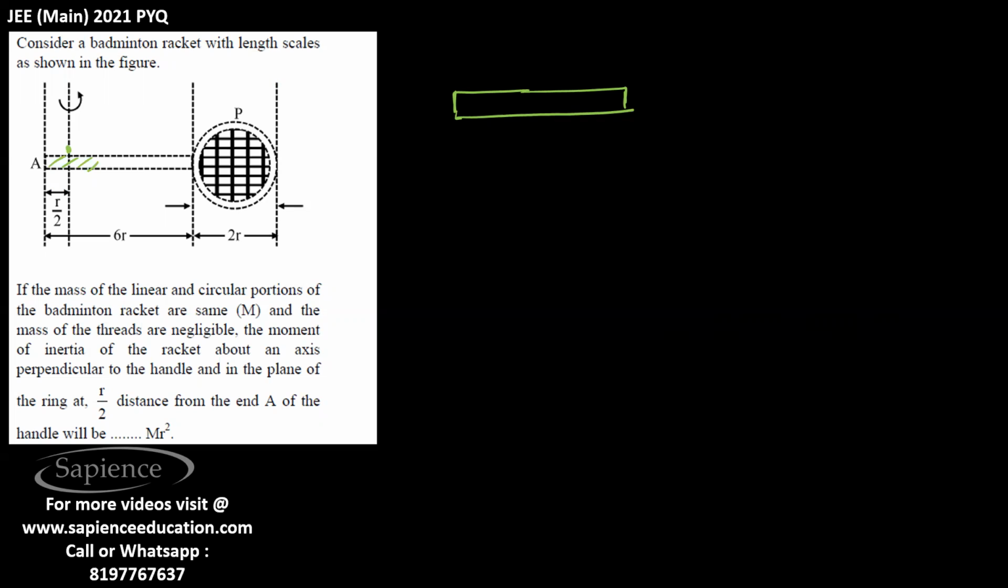First of all, we have to understand that we can only apply the parallel axis theorem, and in the parallel axis theorem, we should make sure that one axis is a centroidal axis. Otherwise, we cannot solve it. So we have to get the moment of inertia of this rod about its center of mass, and then shift to this axis A, where we wish to calculate. The length is 6r, this is 0.5r, and the center will be at 3r, so this will become 2.5r.